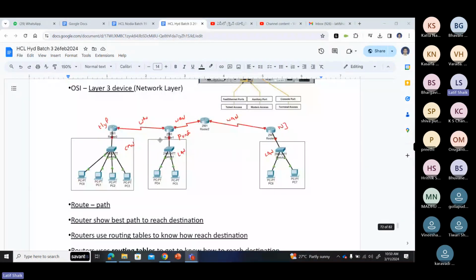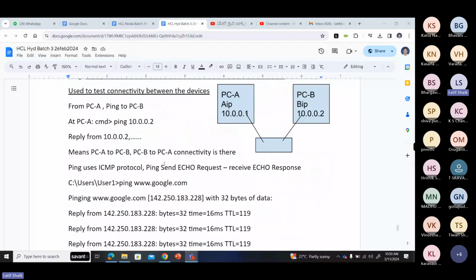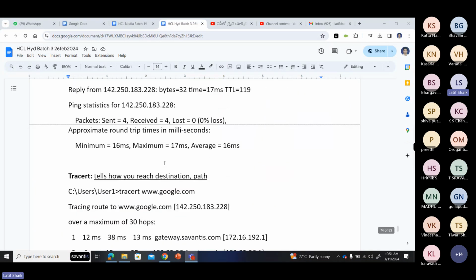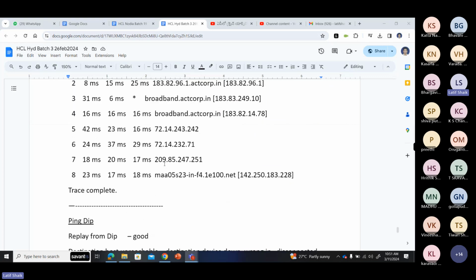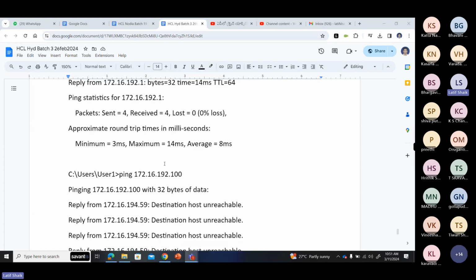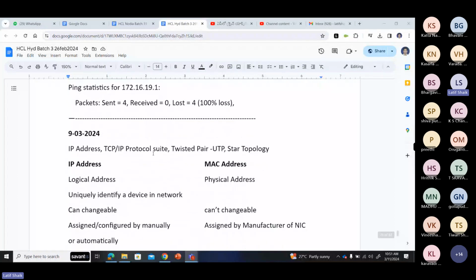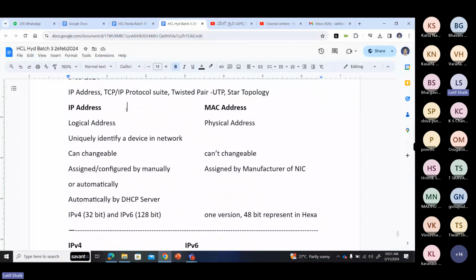So we discussed what a network is and devices like a router, modem, switches and hubs. And we also discussed the difference between a switch and a hub. What is a router? What is tracert? Okay, we'll see once again. So what is an IP address and a MAC address?